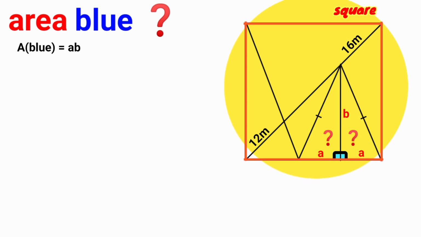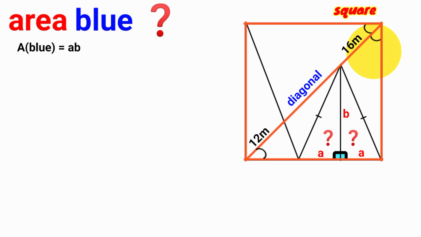And we can see this line here is connecting two opposite vertices of it. That makes it a diagonal of the square. And we know the diagonal of a square is at a 45 degrees angle with all the sides. That is, this diagonal is at 45 degrees with this side, this, and this side. So this angle, this, and this are 45 degrees each.